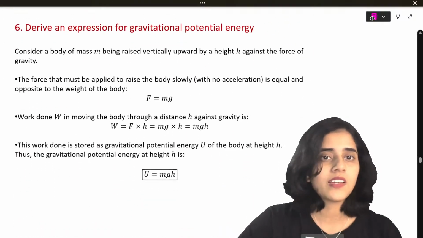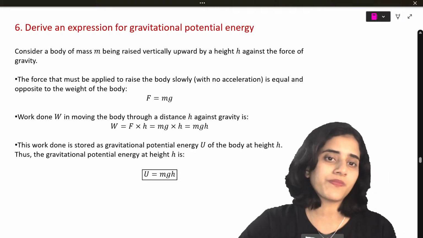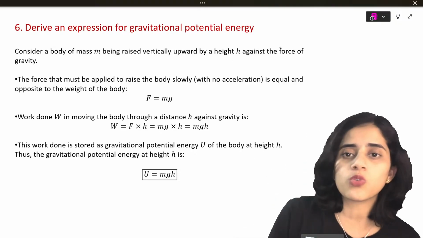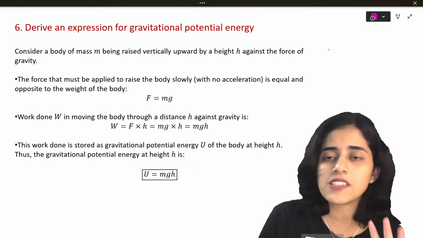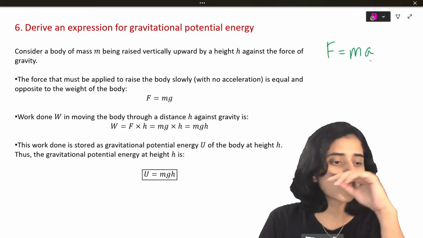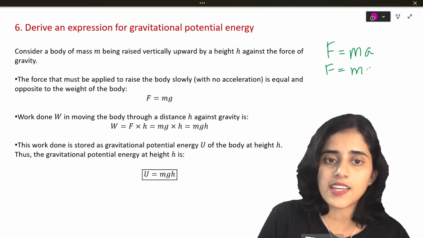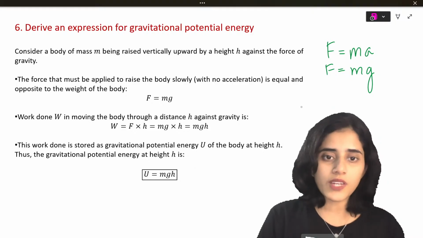Okay. Next question. Derive an expression for gravitational potential energy. Same thing. What will we do? We know Newton's second law, F is equal to ma. Now, if the acceleration is only because of gravity, what will I write it as? I'll write it as mg. F is equal to mg.